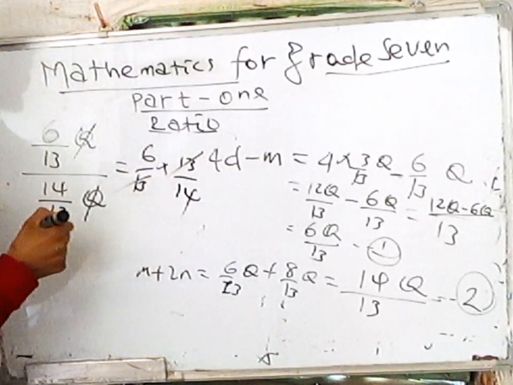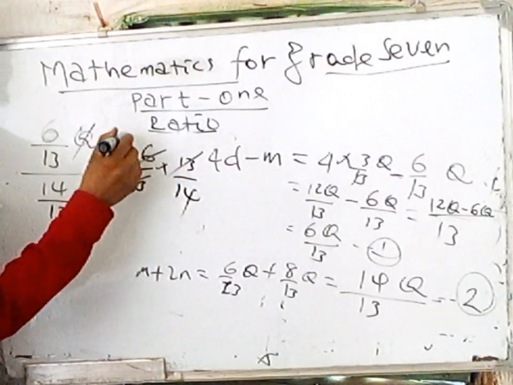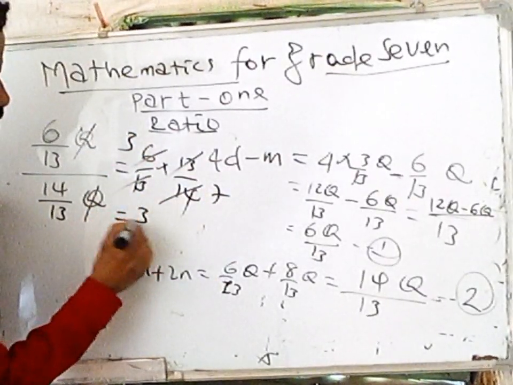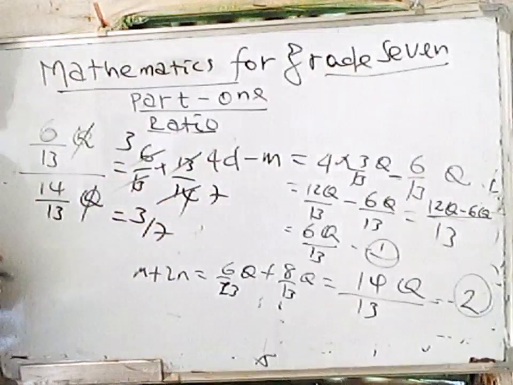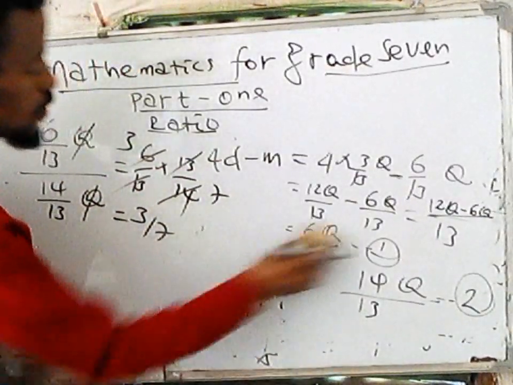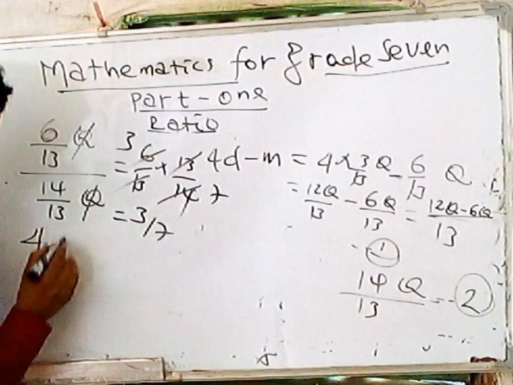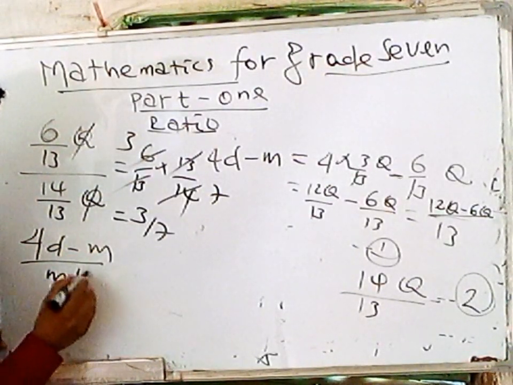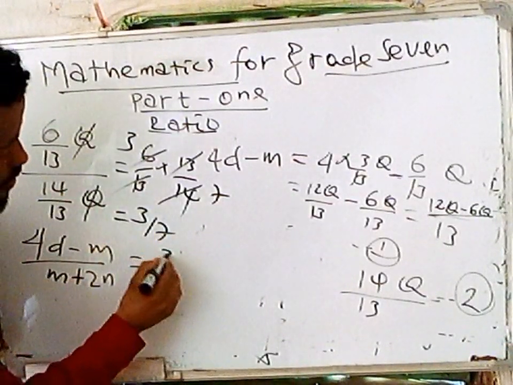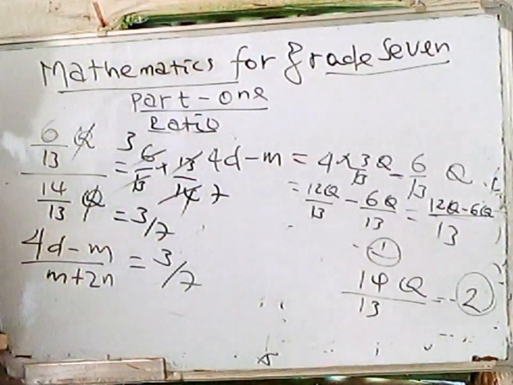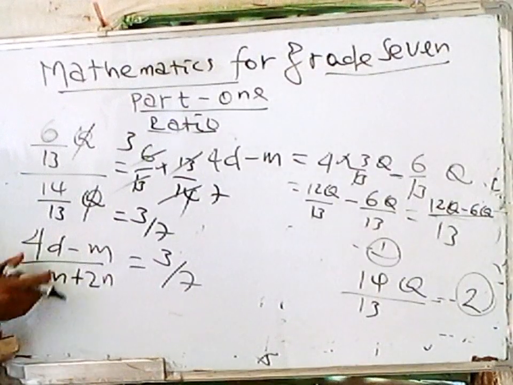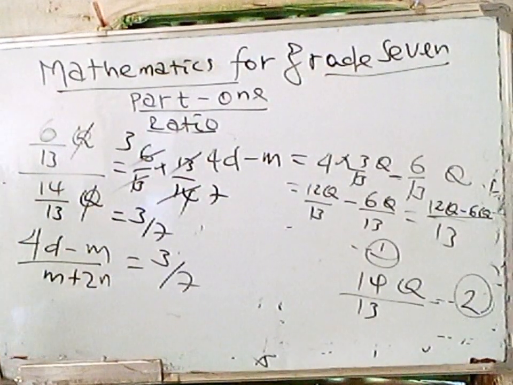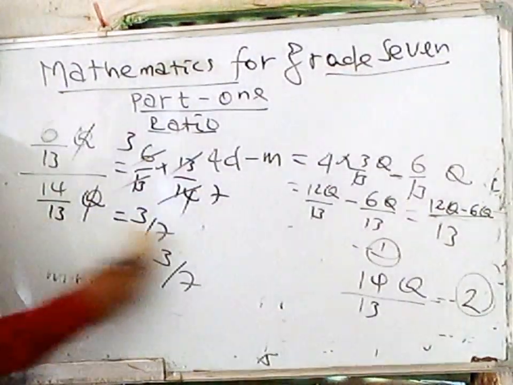That's cancelled by each other, by 2, by 3, by 2, by 7. What's left? 3 over 7. So the value of 4d minus m over m plus 2n is equal to what? 3 over 7. That is the value of 4d minus m over m plus 2n. This is about ratio.